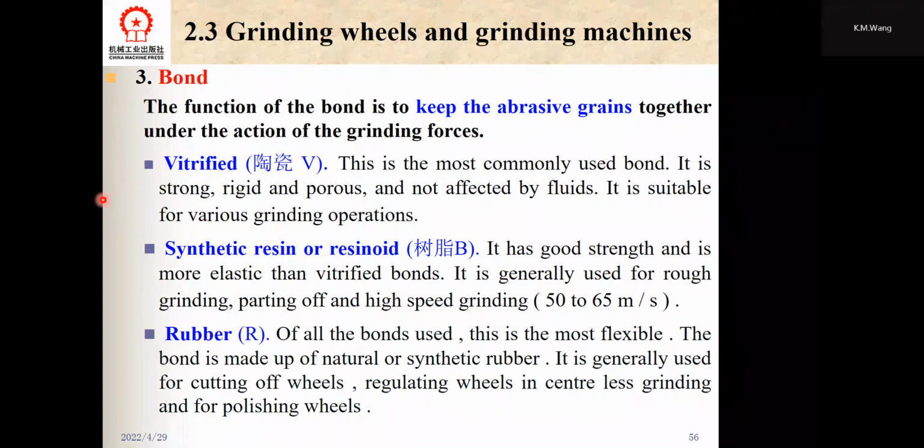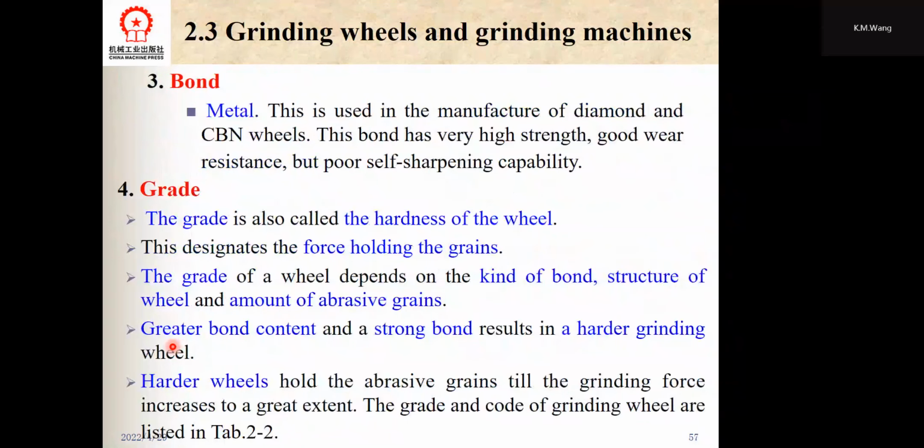In the last class, we studied the bond types. There are four types. The first is vitrified, the second is synthetic resin, the third is rubber, and the fourth is metal. The next is grade. The grade of a grinding wheel is also called the hardness of the wheel. It designates the force that holds the grains, or the difficulty of abrasive grains falling off the grinding wheel in grinding.